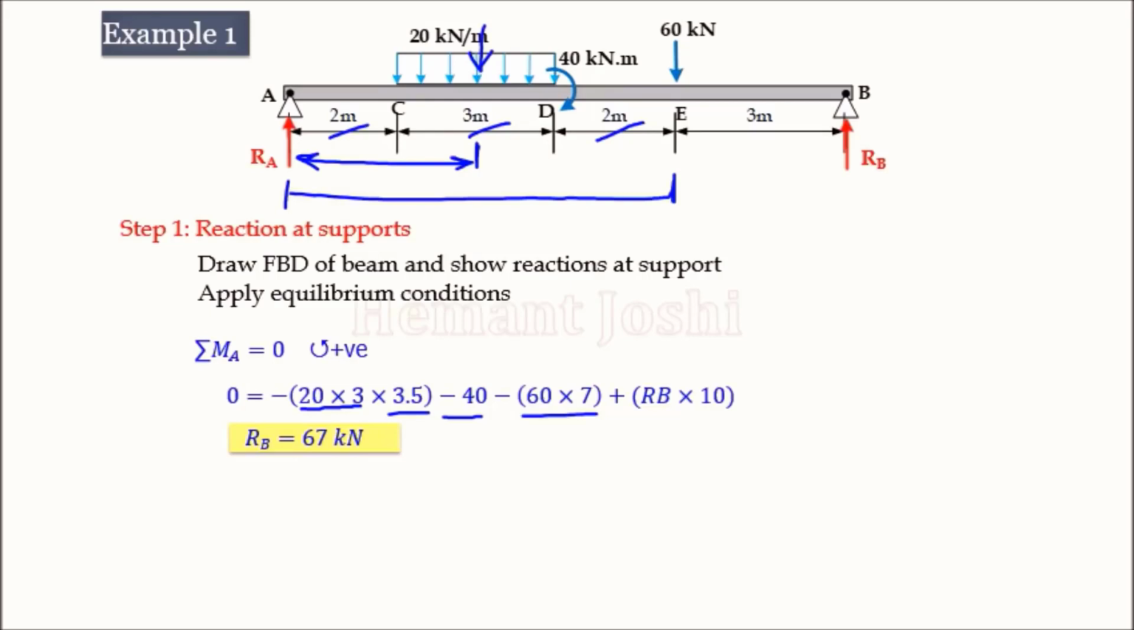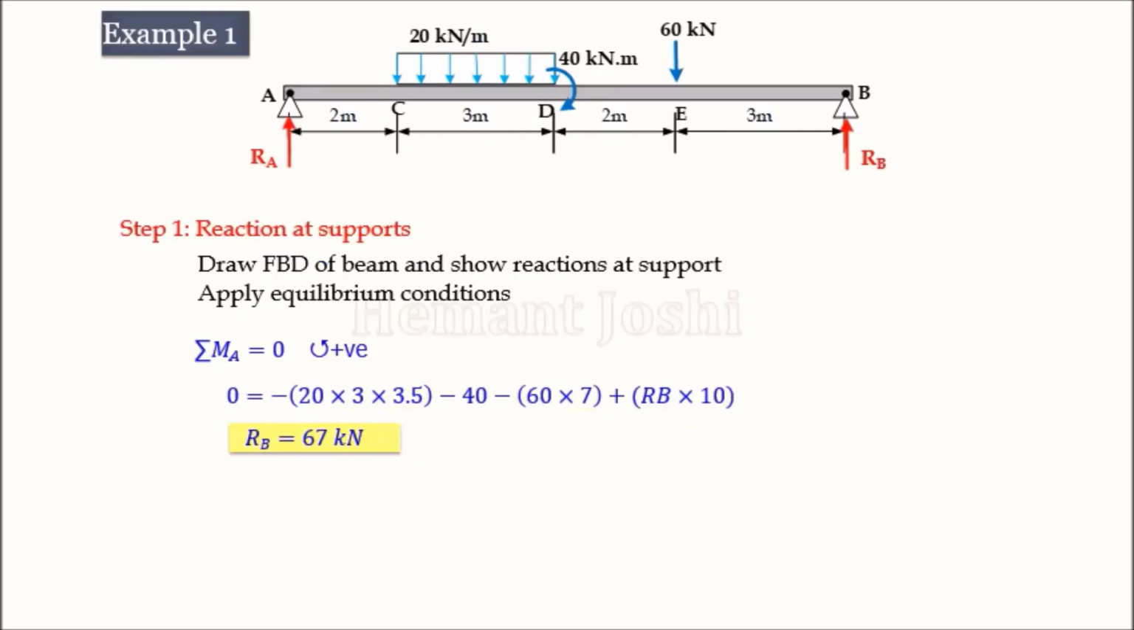For RB, the distance is from this point to this point. So 2 plus 3 plus 2 plus 3, that is equal to 10. So RB into 10 is the moment, and it is anti-clockwise, that's why taken positive. Solving this equation, we are getting RB equal to 67 kilonewton. As our answer of RB is positive, we may say that the assumed sense of arrow of RB is correct. It was assumed initially upward, so it is correct.